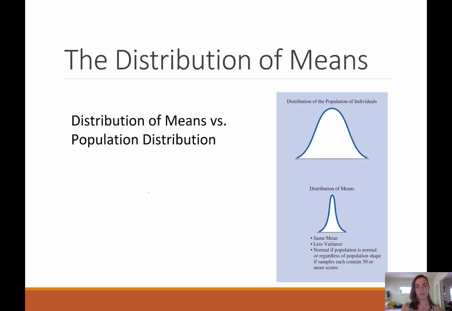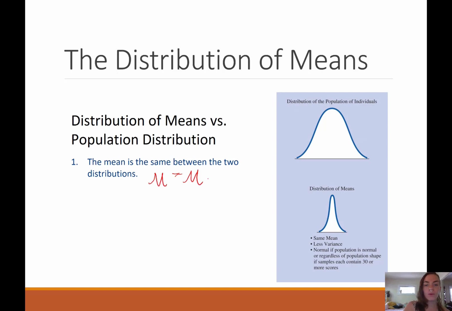The first rule is that the mean of these two distributions is identical. So that's really easy. Try to just remember this piece of information, that mu is equal to mu sub m. Okay, so the mean of the distribution of means is exactly the same as whatever you know the mean of the population to be.